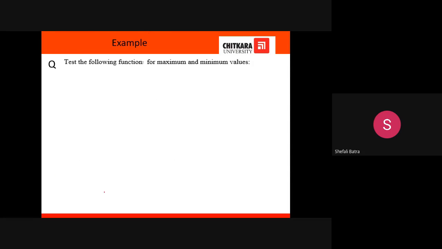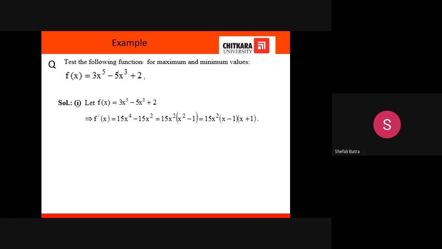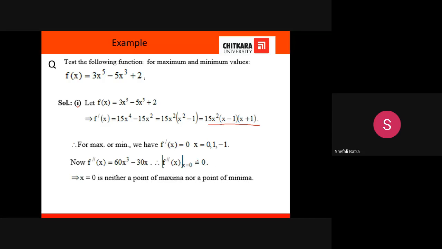So let us have one example. Test the following function for maximum and minimum value. This is your given function. So for finding critical points, we will do the first order derivative test. So we will be finding its derivative: 15x^4 minus 15x^2, and x^2 minus 1 can be written as (x minus 1)(x plus 1). So from here you are getting three points, x is equal to 0, x is equal to 1 and x is equal to minus 1. Right? So you will be having these three critical points.